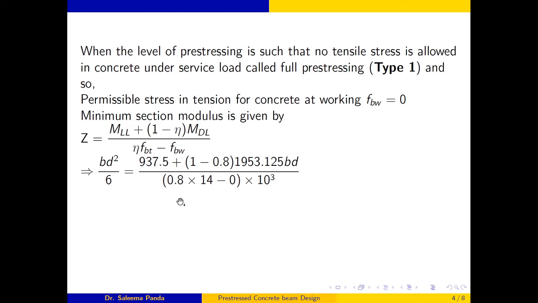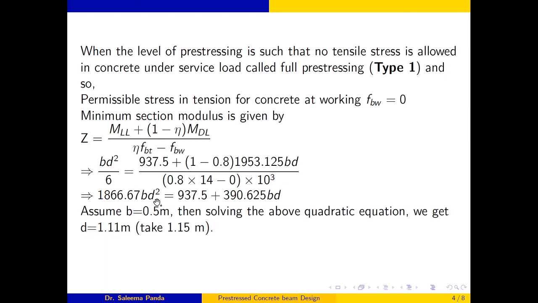Here, eta is 0.8 into 14, which is FBT, minus 0, into 1000, which I have done because this 14 is given in Newton per mm square and I have converted it to kilonewton per meter square. So you will get a quadratic equation, but we have two variables B and D. So let us assume B as 0.5 meter, and solving this equation I got D equal to 1.11 meter. So I have taken 1.15 meter as the depth of the beam. So we are considering 0.5 meter into 1.15 meter as the beam size.